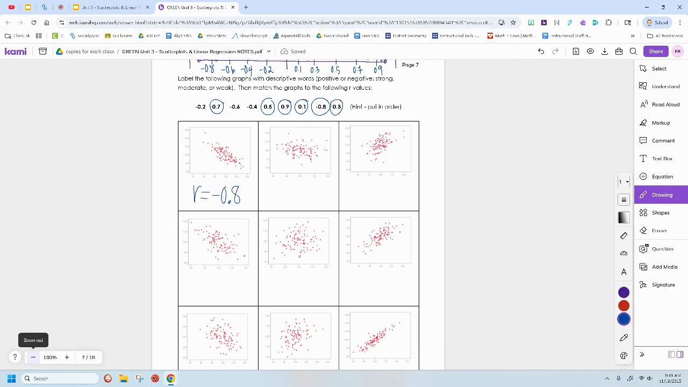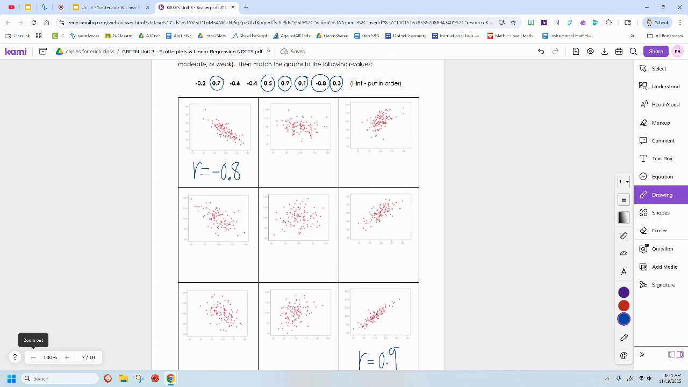All right. So now let's do the positive ones, 0.7 and 0.5. So we're looking over here. And this is kind of like, which one do you think is stronger? Do you think this one's stronger or the one above it? The bottom one. So R equals 0.7 and R equals 0.5.